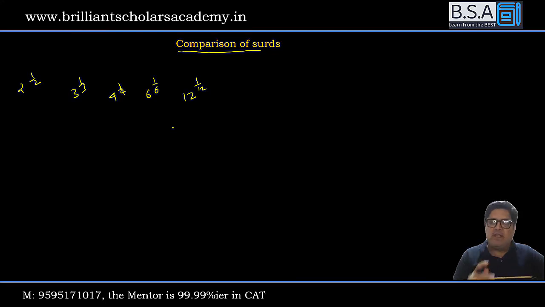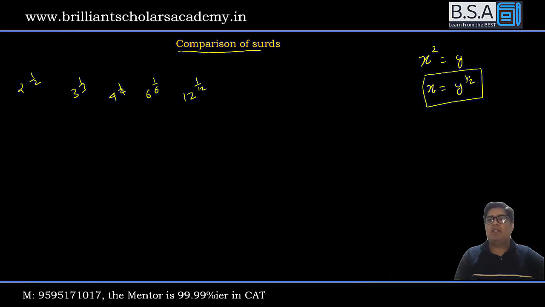So the best method to compare multiple surds is by reversing the powers of the two numbers. The LCM method has become old. It's a longer method. Don't do that. Observe, learn this part. If I give you x square, you can write it as, if it is y, you can write it as y to the power 1 by 2. Think reverse. Think reverse.